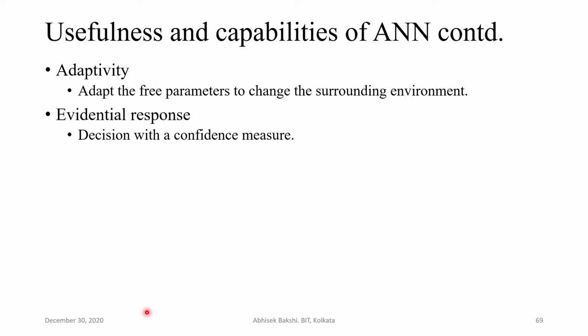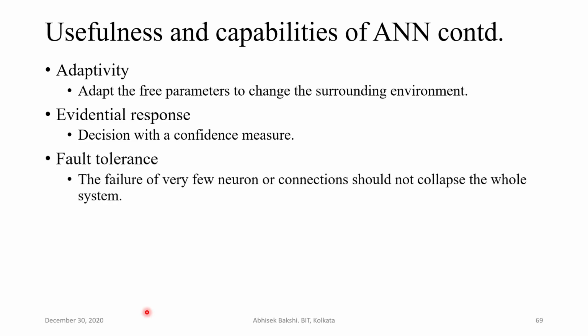That may be F1 score, maybe confusion matrix, maybe mean square error, and many more. So it depends upon which type of problem it is, and it can be adjusted over there. Now, the fourth one is fault tolerance. That is, failure of a very few neurons or connections should not collapse the whole system.